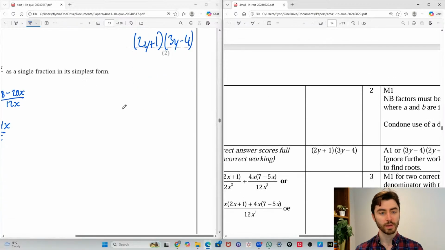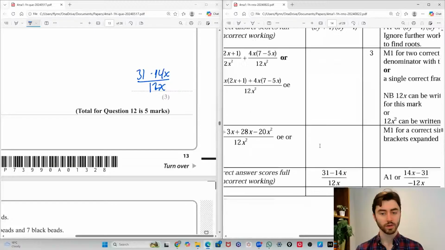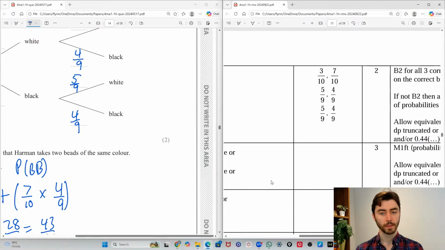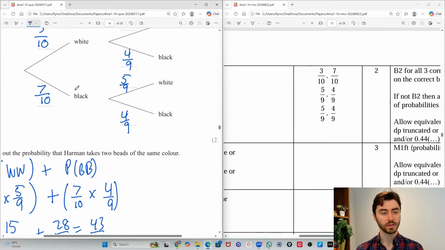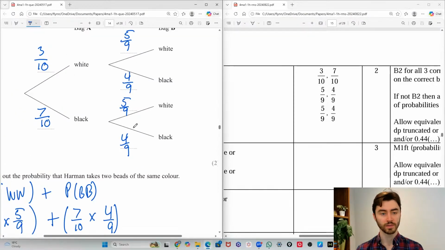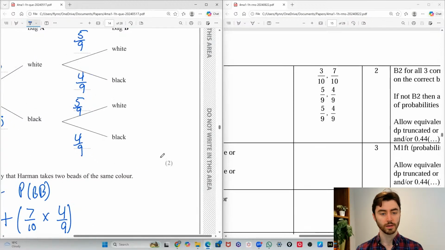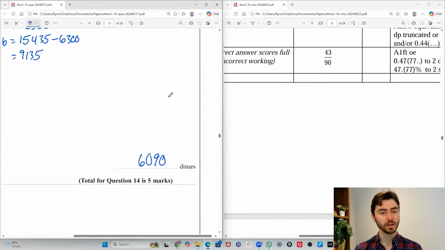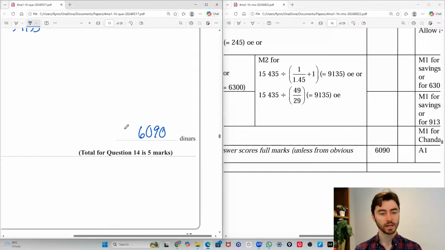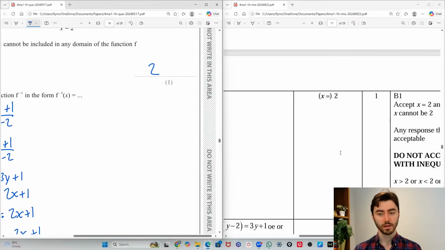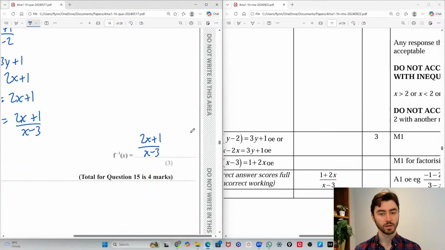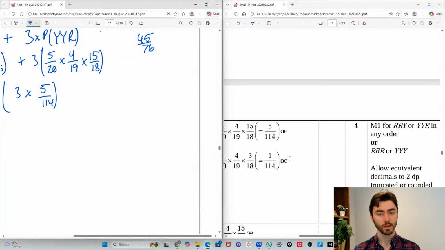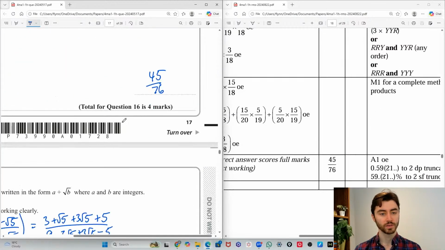2y plus 1, 3y minus 4. 31 minus 14x all over 12x. 3 tenths and 7 tenths. And then 5 ninths, 4 ninths, 5 ninths, 4 ninths. Good. The probability is 43 over 90. This is 60, 90. This is 2. 1 plus 2x over x minus 3. 45 over 76.